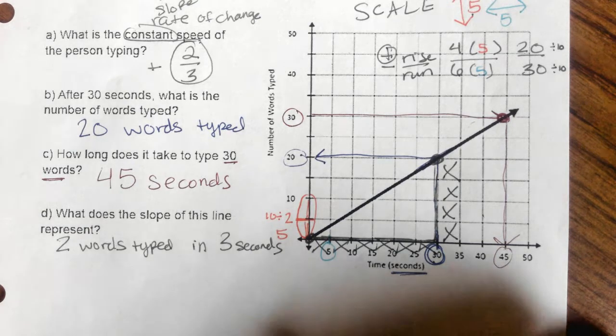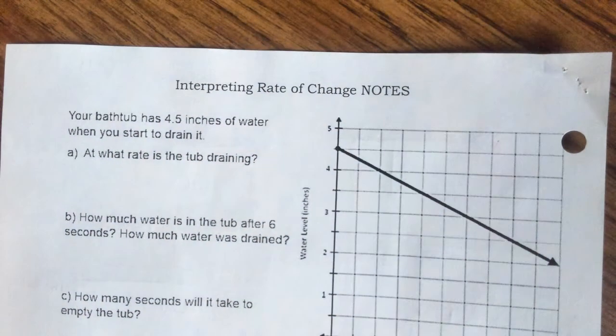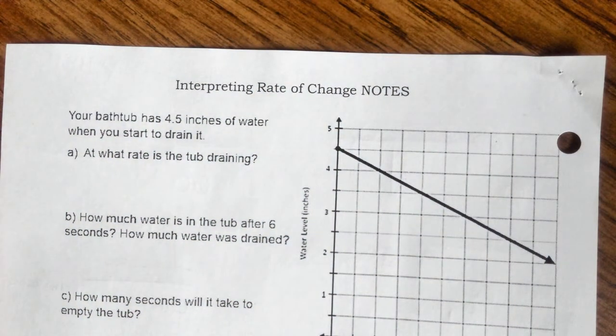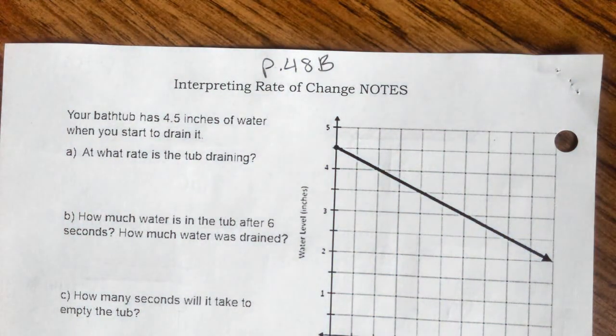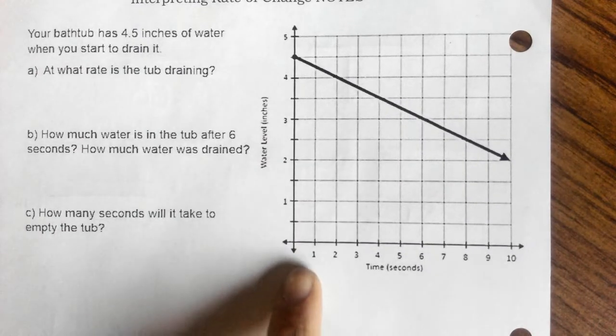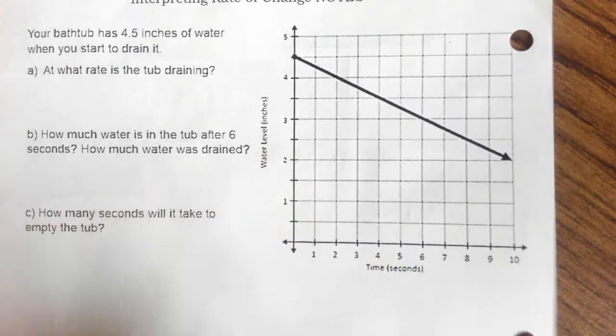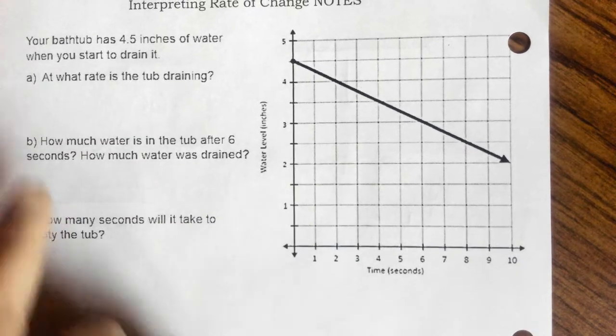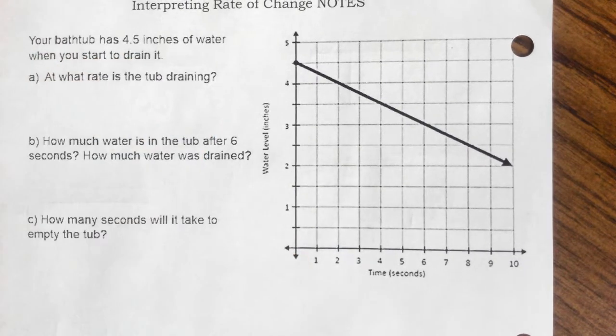Okay. And now we will flip over to the back. So we should label this page 48B for back. This graph has an x-axis of seconds and a y-axis of water level. The situation being described says that our bathtub has 4.5 inches of water when we start to drain it.